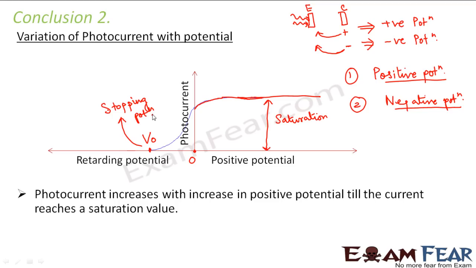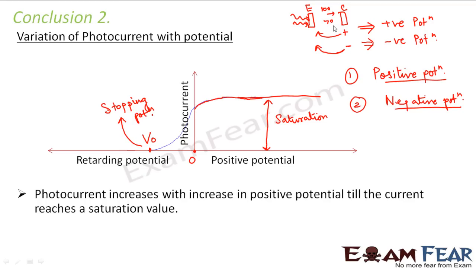Earlier the situation was, let us suppose initially when the collector was at a positive potential, 100 electrons were reaching the collector. When I kept the collector at a negative potential, not 100, some 70 were able to reach. Let us suppose 30 were getting repelled. Now as I keep increasing the negative potential, the number of electrons reaching the collector will gradually decrease from 70 to 60 to 50 to 40. At last it will become 1.